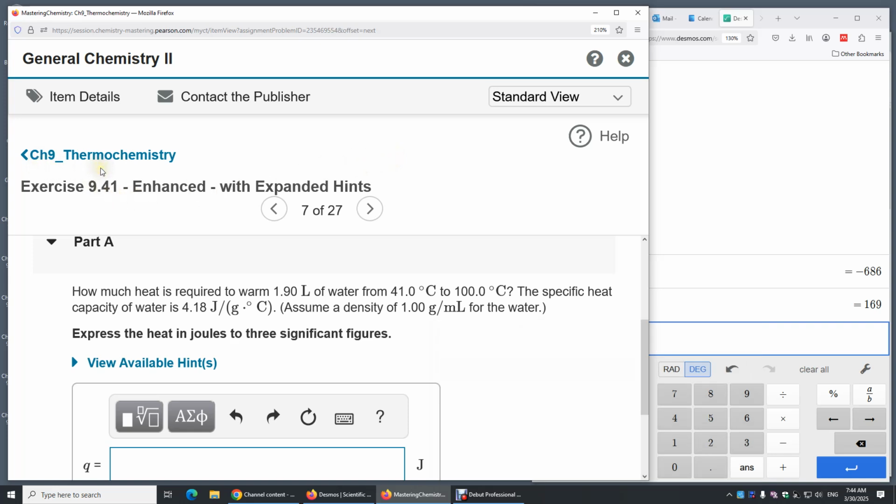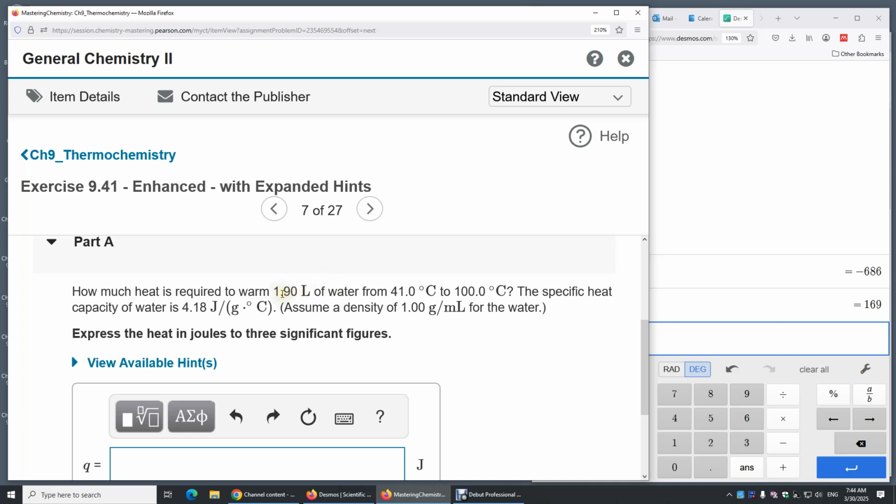Chapter 9 Thermochemistry, Exercise 9.41, Part A. How much heat is required to warm 1.90 liters of water from 41.0 degrees Celsius to 100.0 degrees Celsius? The specific heat capacity of water is 4.18 joule per gram per degree Celsius. Assume a density of 1.00 gram per milliliter for the water. Express the heat in joules to three sig figures.